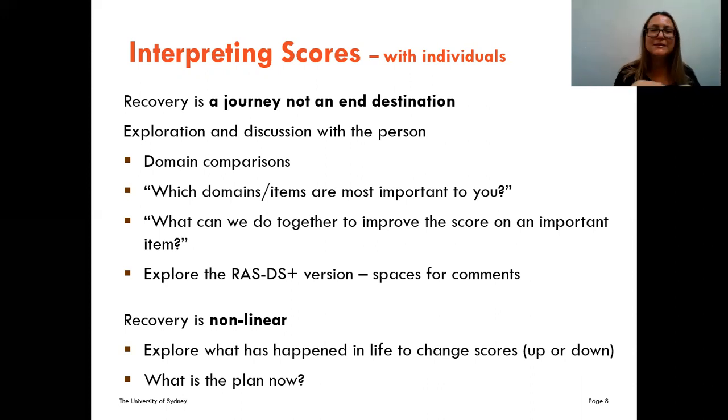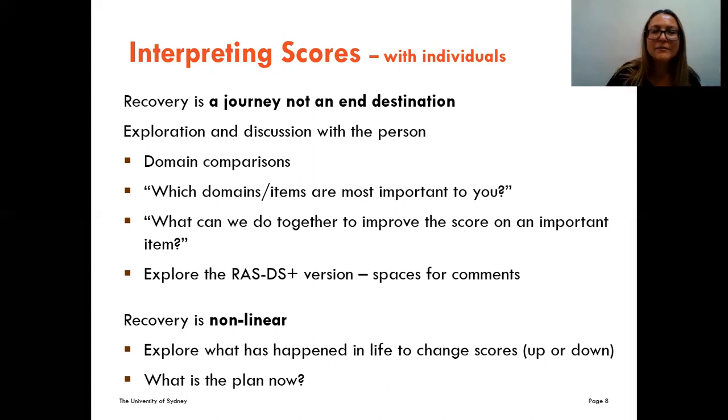So the social domain, which is connecting and belonging, might be a much lower score, for example, than the doing things I value domain, or the mastering my illness domain. So which parts of recovery are they potentially less far down the journey on, and which parts of recovery are they doing really well in?